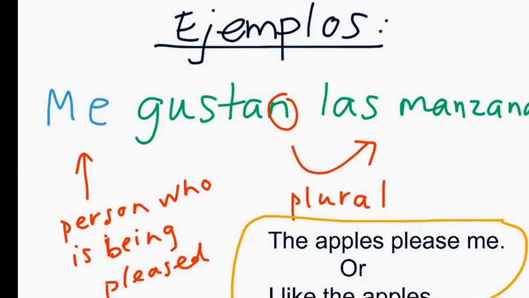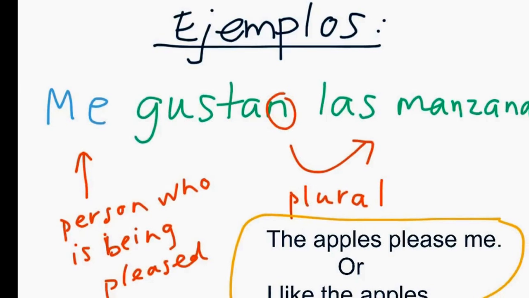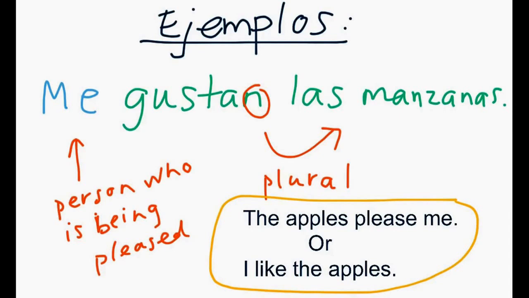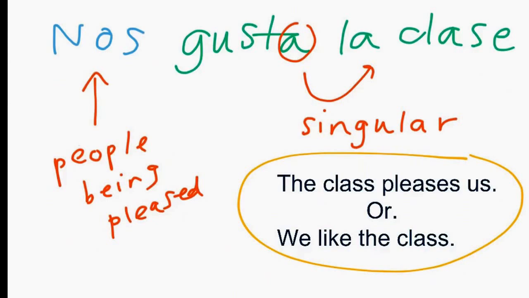Okay? Some examples, unos ejemplos. Me gustan las manzanas. Let's break this down. I circled the N there because that means that it's plural. It's referring to how many things you like. So if this is apples in general, las manzanas, that's a plural thing, so that needs to have an N on the end of our gustar. The me on the other side is the person who's being pleased. In this case, I am being pleased. So we say the apples please me, or how we might translate it in English, I like the apples, by saying me gustan las manzanas.